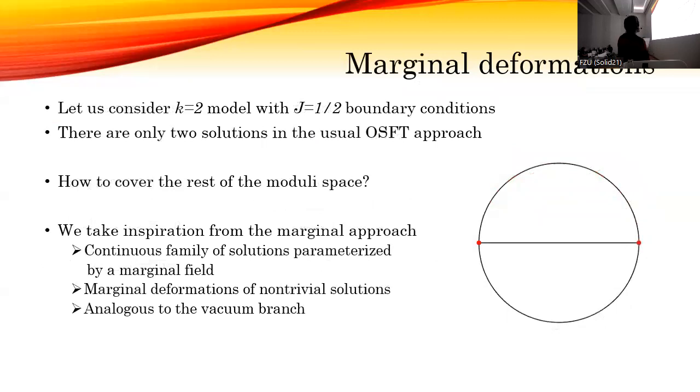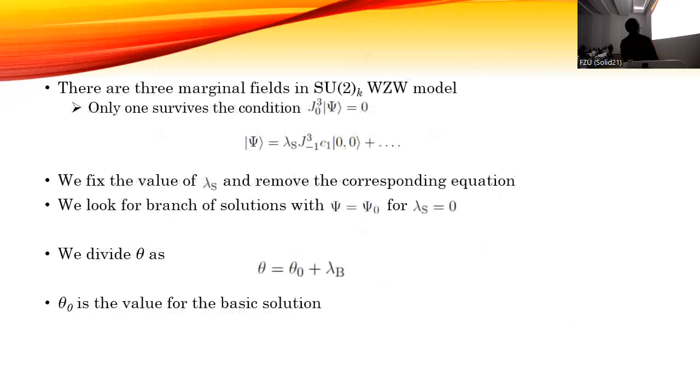Most of the results are represented here for the K=2 model, where I choose the J equal 1/2 boundary condition. So the picture is simple. We have a circle, and this is the initial D-brane. In the usual approach, we find just 2 solutions, which is not much out of the whole circle. So how do we cover the rest of the moduli space? We take inspiration from the marginal approach, and we look for solutions which are parameterized by the marginal field, but will be connected to these non-trivial solutions. So there will be something analogous to the vacuum branch.